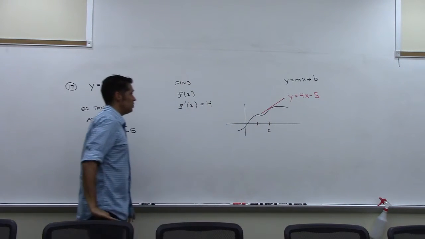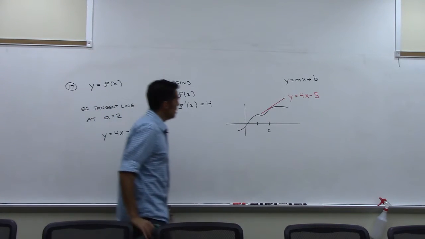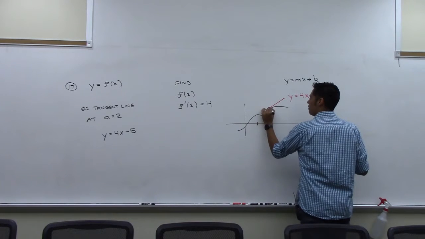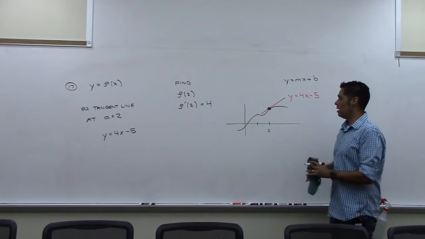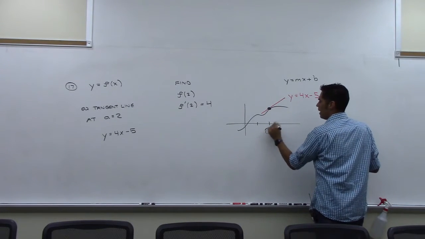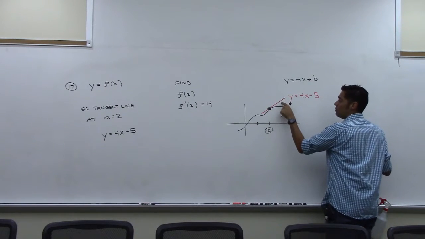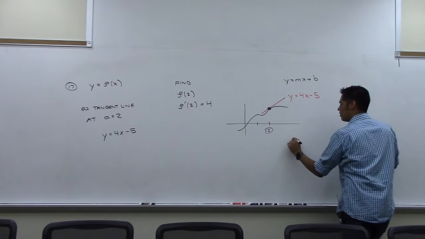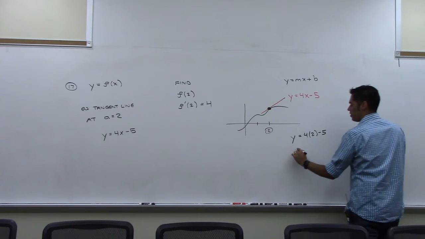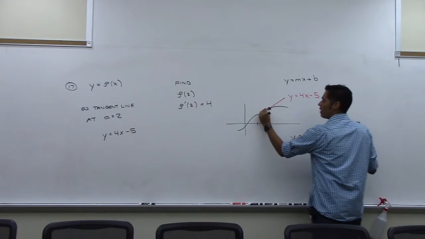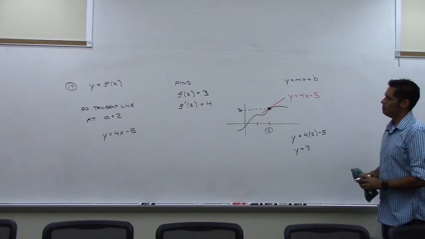Now to find f of 2, that's a little more confusing, but you can think of it this way. This point right here lives both on the curve and on our tangent line. So if I plug 2 into the black curve, the y value should be the same as if I plug 2 into the red curve. So plug in 2 for x, and this is 8 minus 5, which is 3. So the y coordinate here should be 3. So f of 2 is 3. That's it.